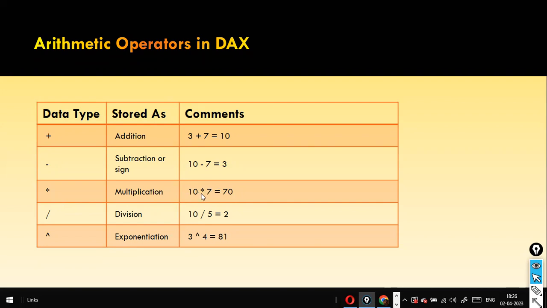The multiplication uses the star. If you want to take a product of two or three values, you need to use star here. Star is nothing but the multiplication, then division is the forward slash, and exponentiation: if you want to exponentiate, you need to use the caret symbol here.